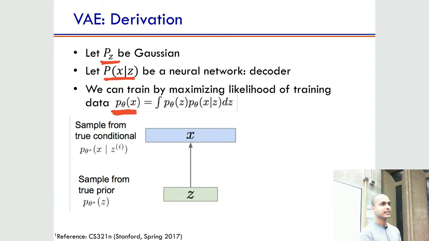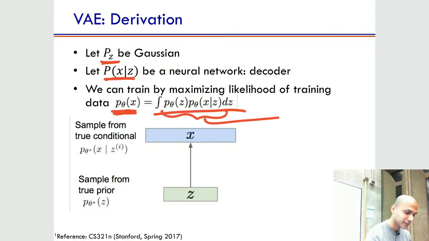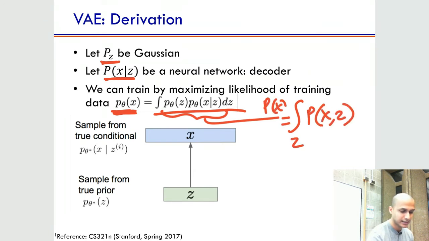The data is only x's. If I assume some joint distribution, I can marginalize out z, and that's this integration operation. This is just a joint distribution, by the way. This is nothing but saying integration over p of x and z over z will give me p of x, and that's the likelihood of my data, and that's what I want to maximize.